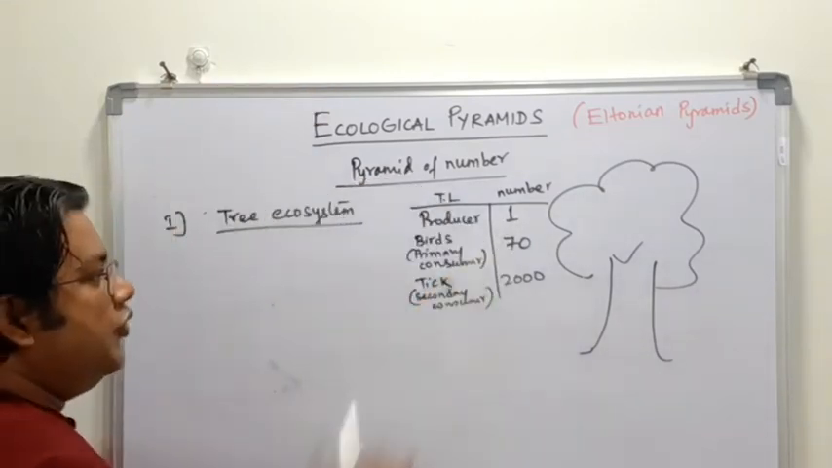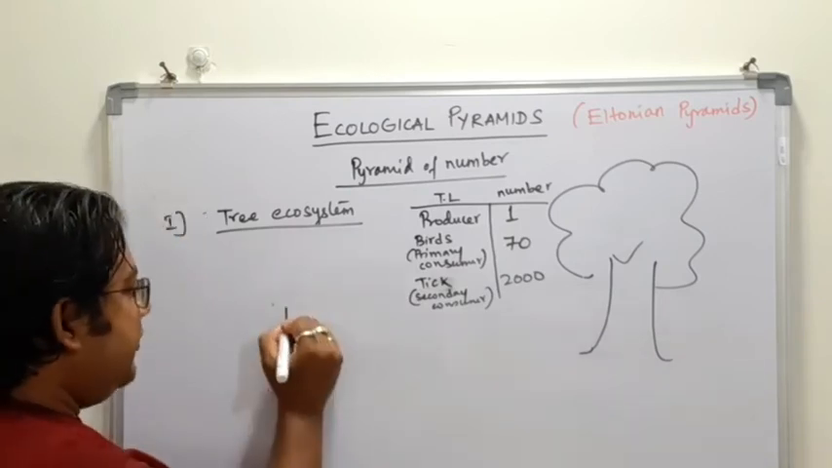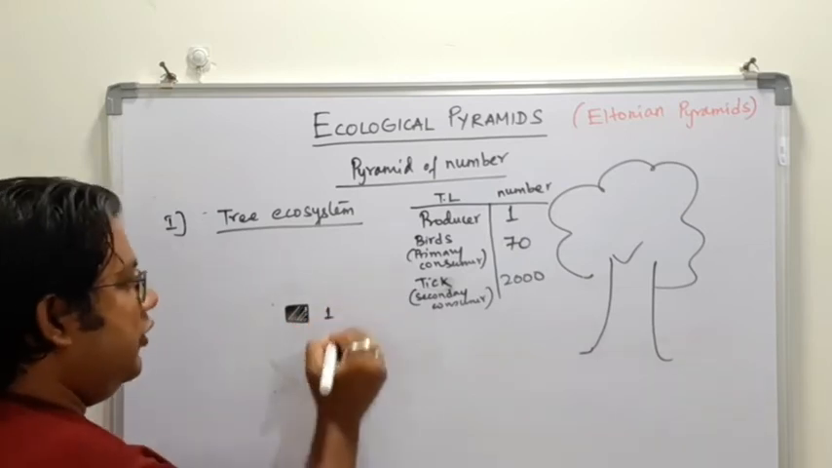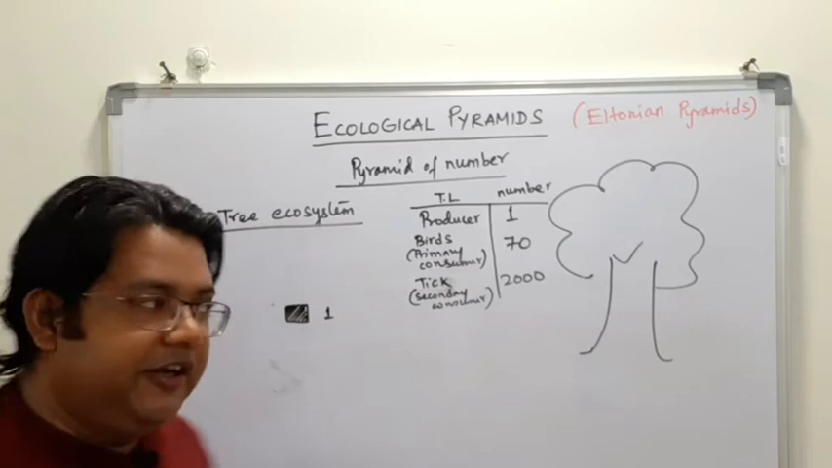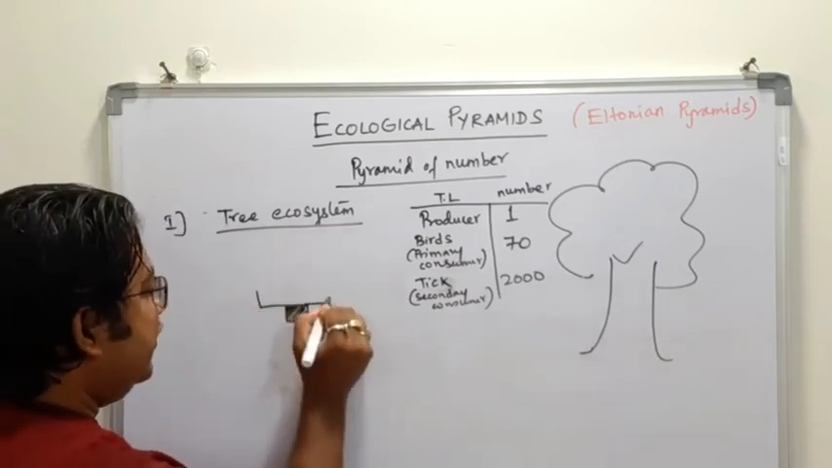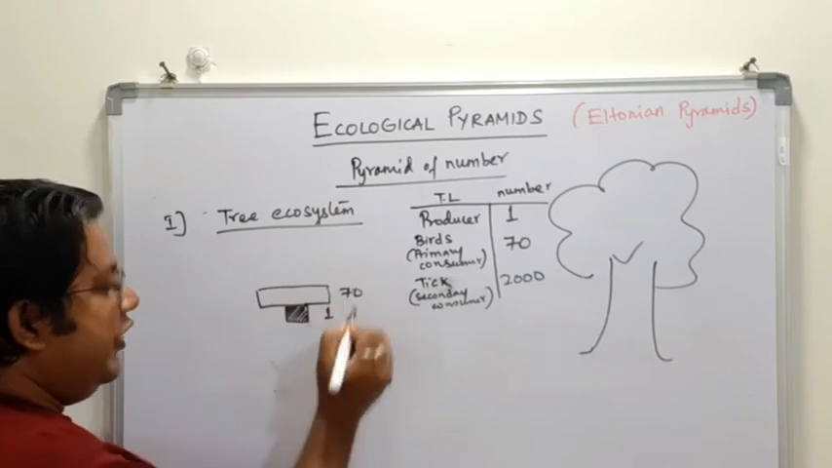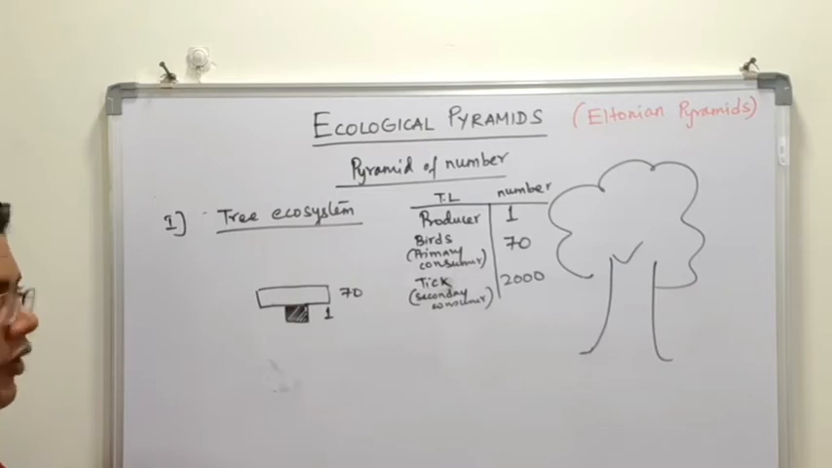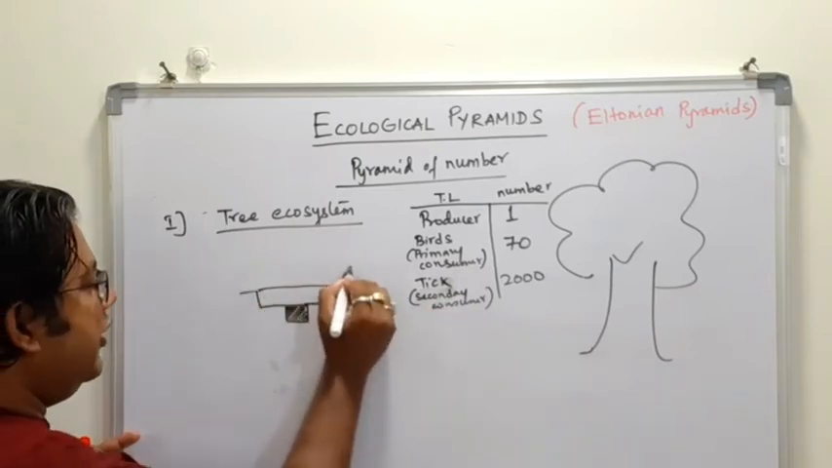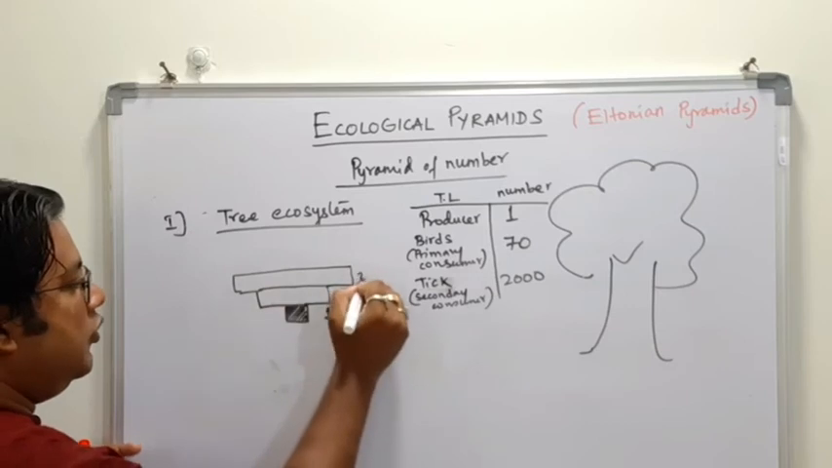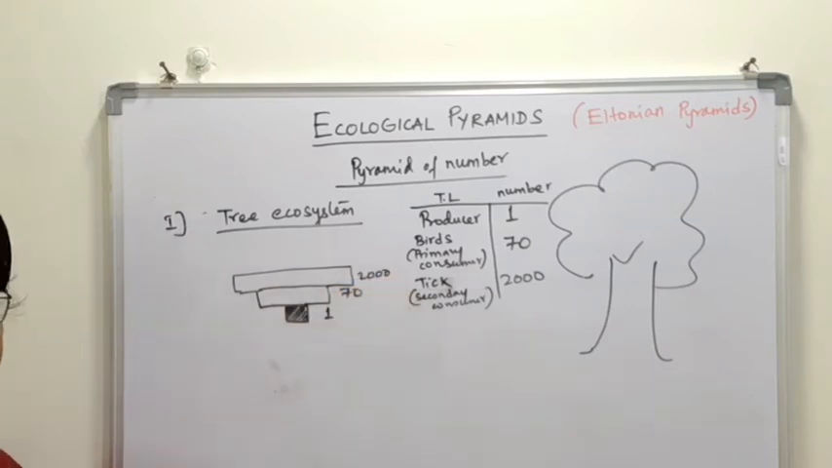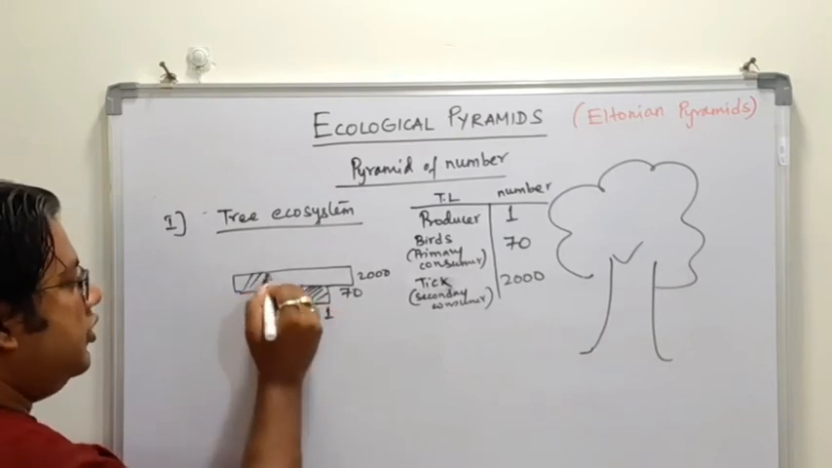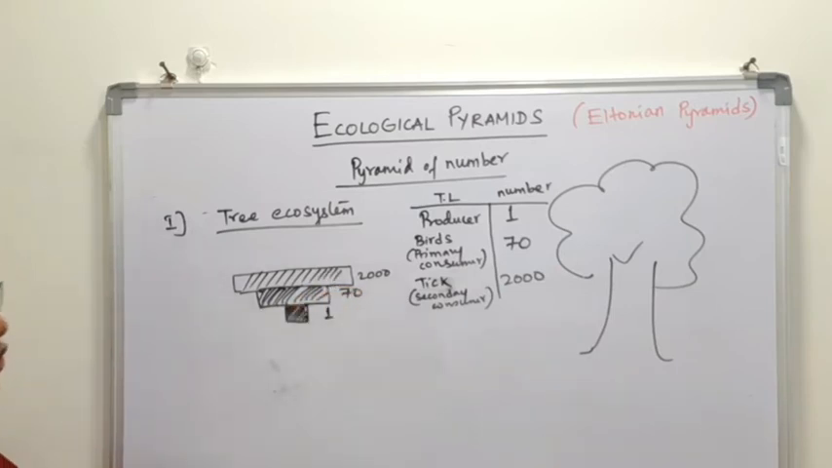So over here, the producer is only 1. So let us make a small block for the producer. This is a small block, only 1. What is the number of birds? 70. Obviously, it is more than 1. In the graphical representation I have made birds 70. What is the number of ticks, the secondary consumer? It is 2000. Obviously, it is more than 70. So the graphical representation is like this, 2000. I'll shade this also, just to show you, nothing to do with the shading.